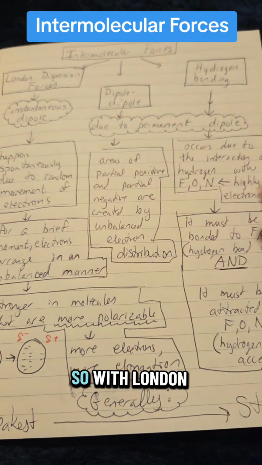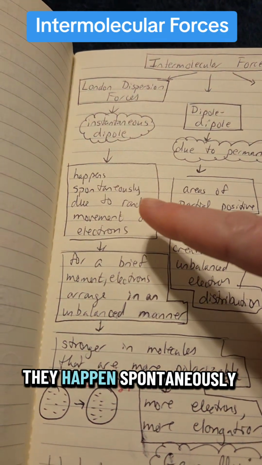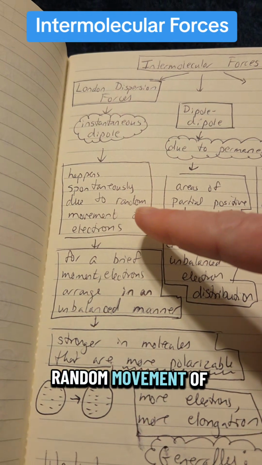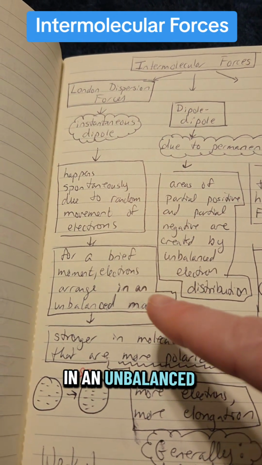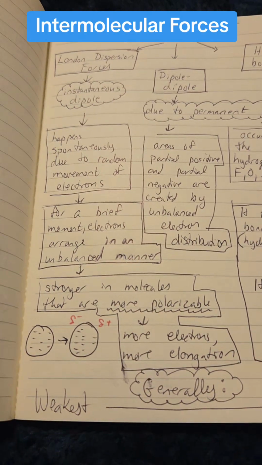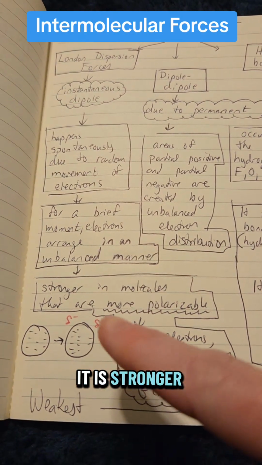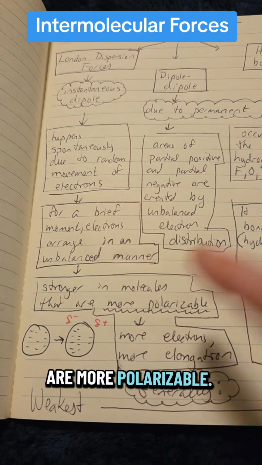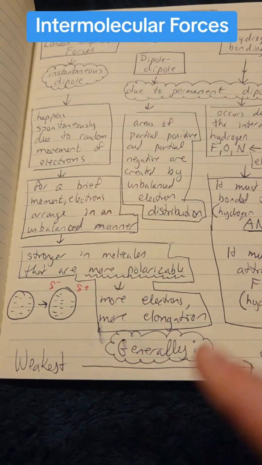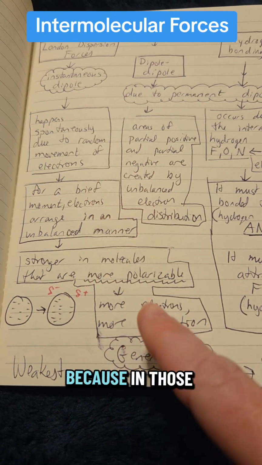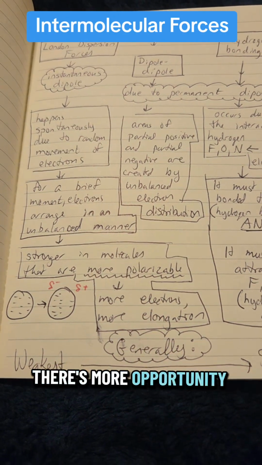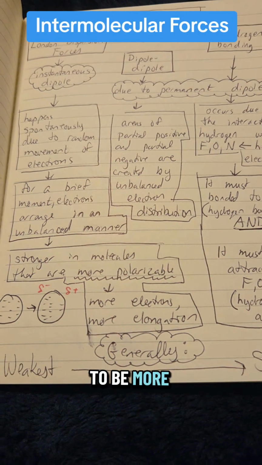So, with London dispersion forces, they happen spontaneously due to the random movement of electrons. For a brief moment, electrons arrange in an unbalanced manner. Because of that, it is stronger in molecules that are more polarizable. That's an important term for you to know. That happens if you have more electrons or there's more elongation, because in those situations, there's more opportunity for the electrons to be more unbalanced.